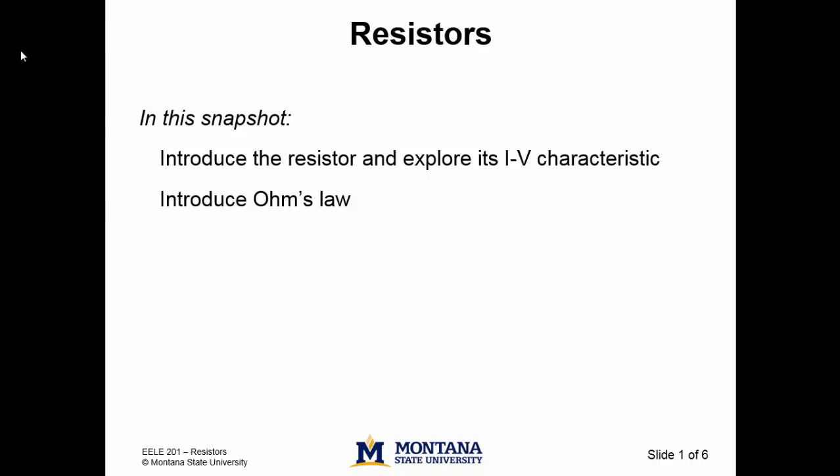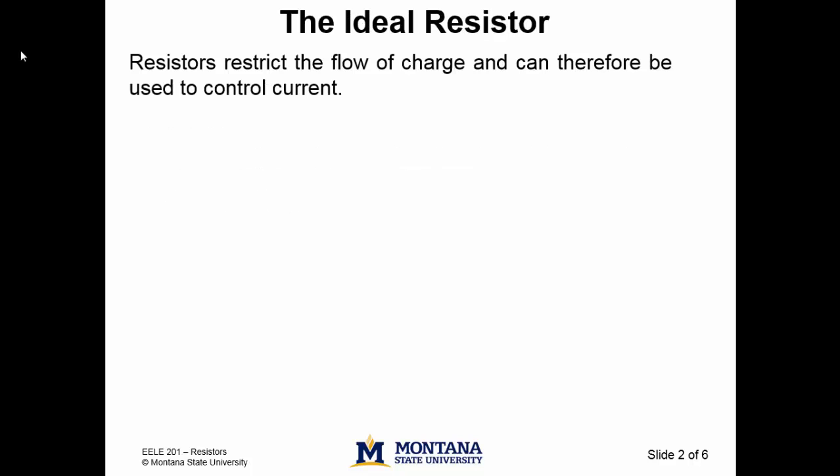In this snapshot, we will introduce the resistor by way of its current voltage characteristic and see how a fundamental law that we will use throughout the semester, Ohm's law, describes an ideal resistor's current voltage relationship. Resistors hinder the flow of charge. They resist, and thus they can be used to control current.